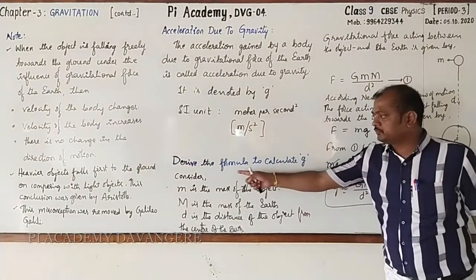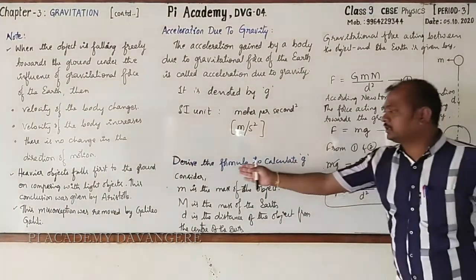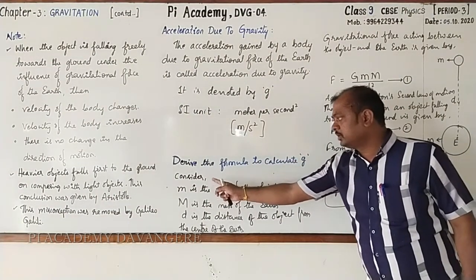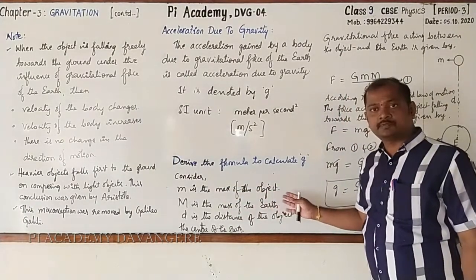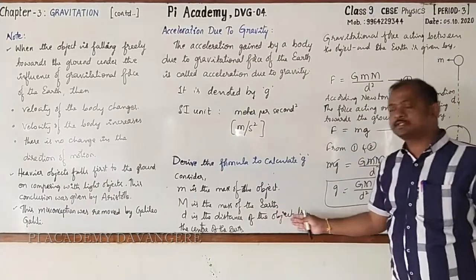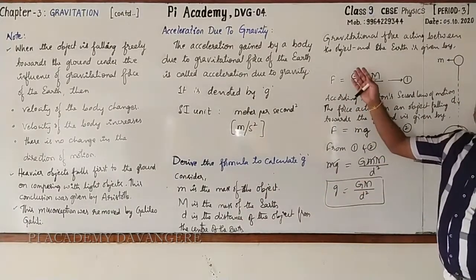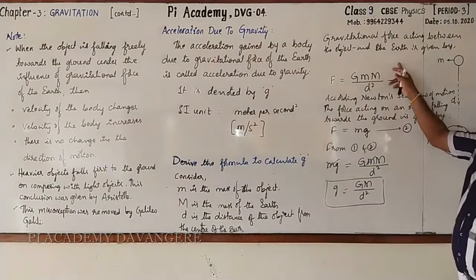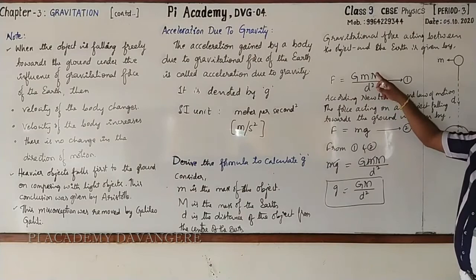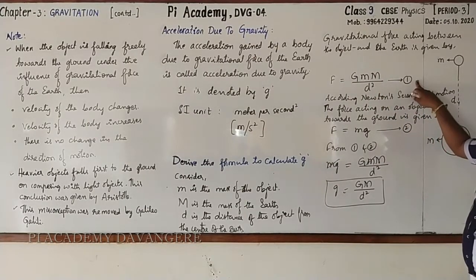So first, you have to draw the figure on the right side, this one. Then after that, on the left side, you should write: m is the mass of the object and capital M is the mass of the earth, and d is the distance between the centers of the object and the earth. Then the gravitational force acting between the object and the earth can be written as F = G m M / d². You may call this equation 1.